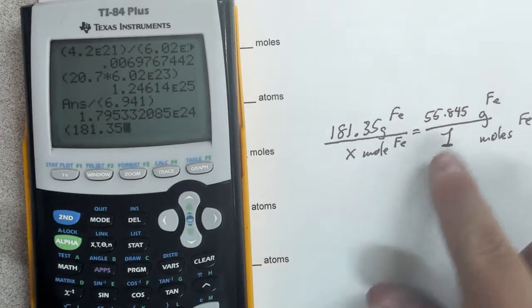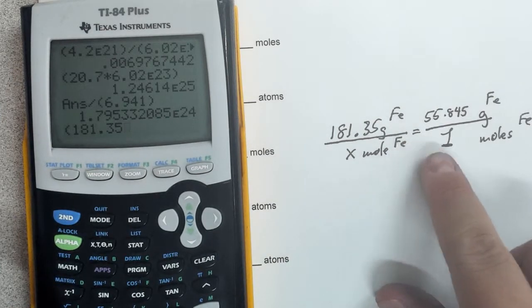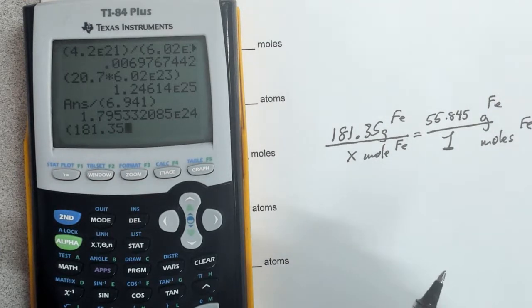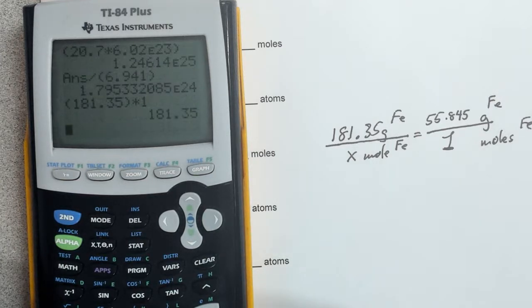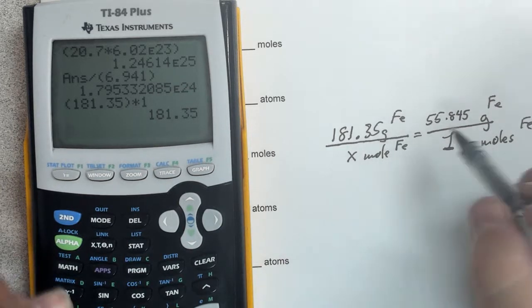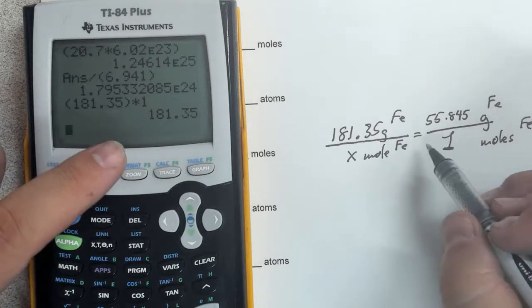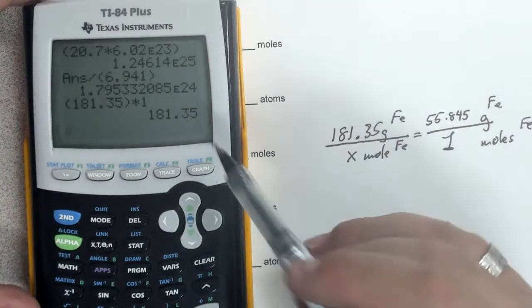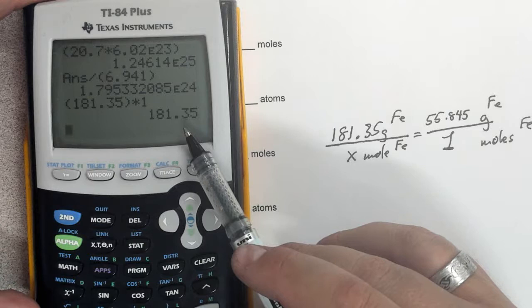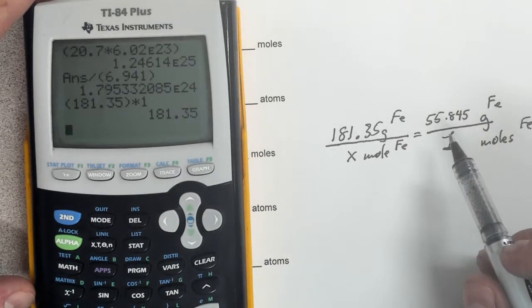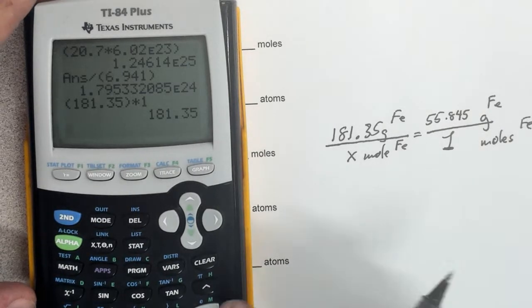I'm going to cross multiply. In class, we skip this step because you're multiplying by 1, but for the video's sake, I'll go ahead and show you this. You're taking that number, and we close that parenthesis out, and I'm multiplying that times 1. I'm going to go ahead and hit enter. When I do that, you're going to see you have the same number. Any number times 1 is going to be the same number as it was before. What I'm doing now is I'm going to take this number 181 and divide it by 55.845.